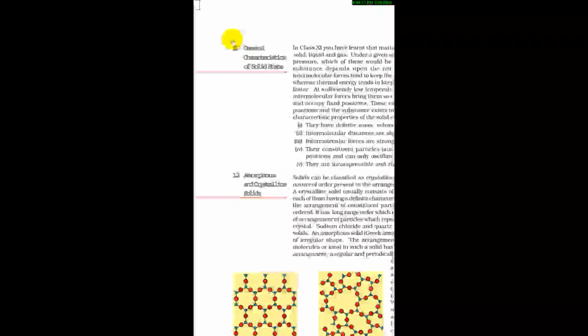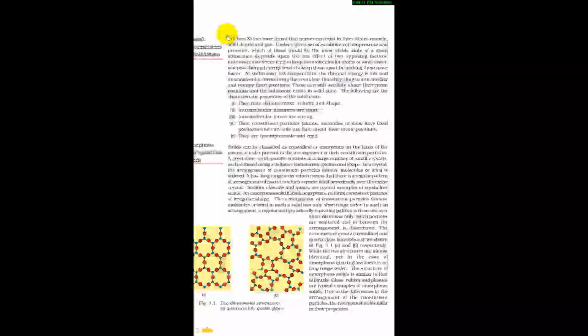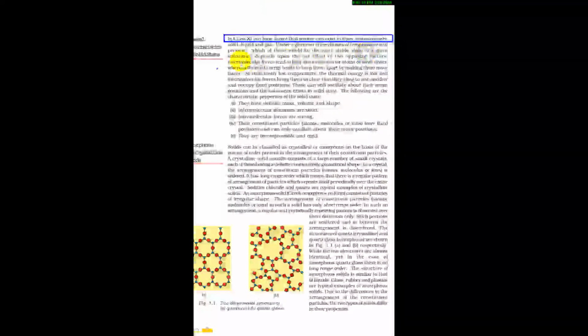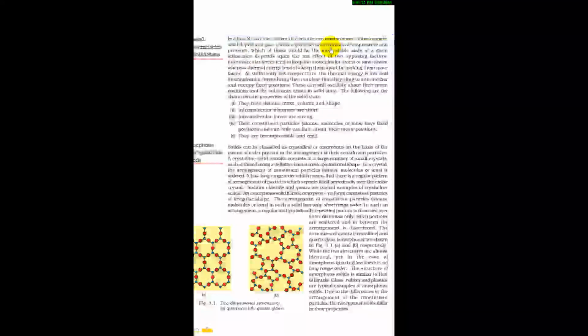Now let's talk about the general characteristics of the solid state. In your class 11 and class 12, you have learned that matter can exist in three states, namely solid, liquid and gas. There are other states of matter too, but nowadays we mostly consider three: solid, liquid and gas. Under a given set of temperature and pressure, it's important to mention this, because temperature and pressure can change the state of matter.